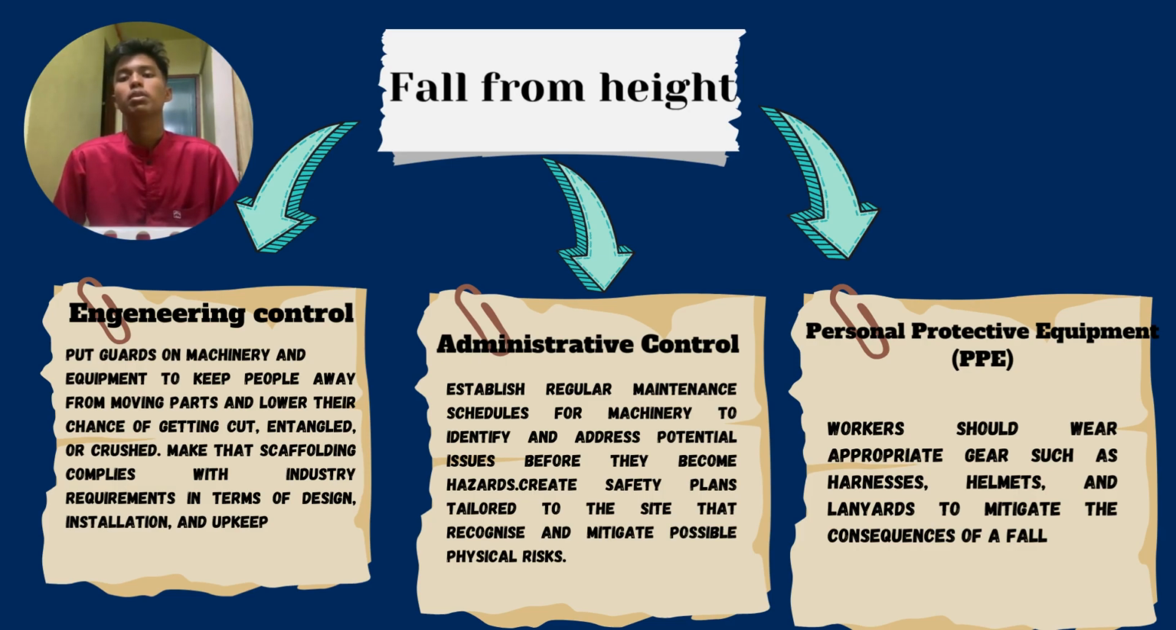So last is PPE. While PPE is a critical line of defense, it should be considered a last resort. Workers should wear appropriate gear such as harness, helmet and lanyard to mitigate the consequence of a fall. However, it's important to recognize that PPE alone doesn't eliminate the hazard. It merely reduces the impact.